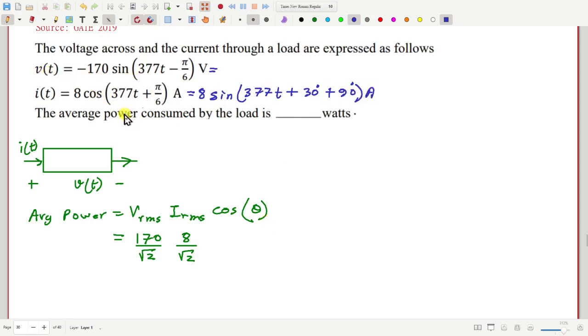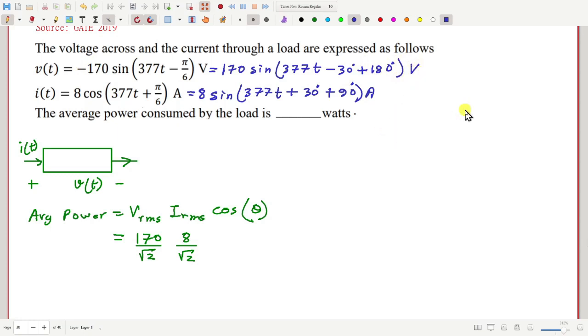And how much is Vt? Okay, so you can keep this as it is, or if you like, you can correct for this minus sign. So you can do it in many different ways. So one way is this, 1 sine 377 t minus pi by 6, which is 30 degree, and then to get rid of this minus sign outside, let me add 180 degree inside.